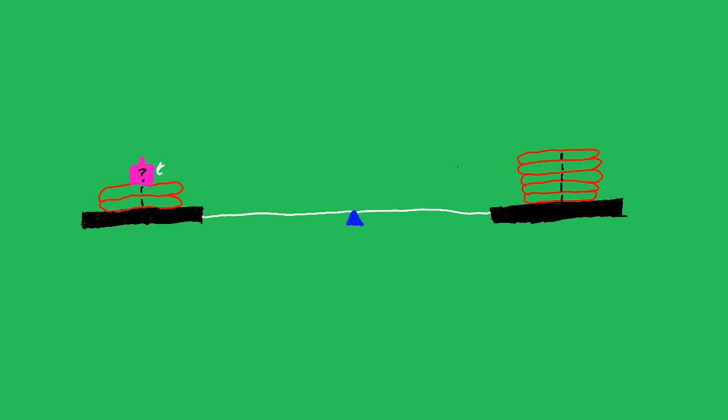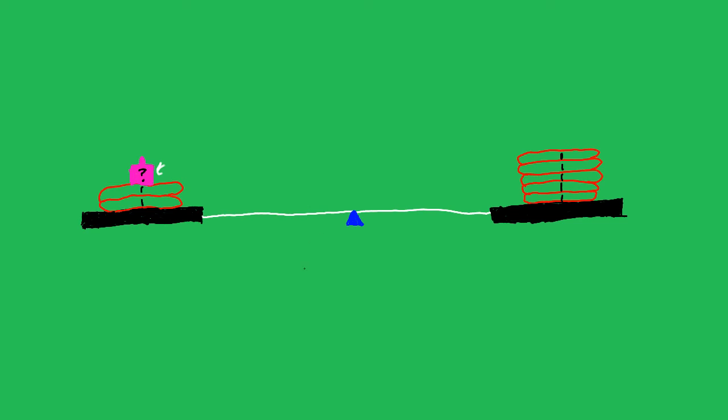Now balances show if different objects weigh the same amount. So if one object weighs more than the other, then the scale will be tilted with the heavier side lower. But if both sides weigh the same amount, then the scale will not be tilted and the bar will be horizontal, as is the case here. So this scale is balanced.